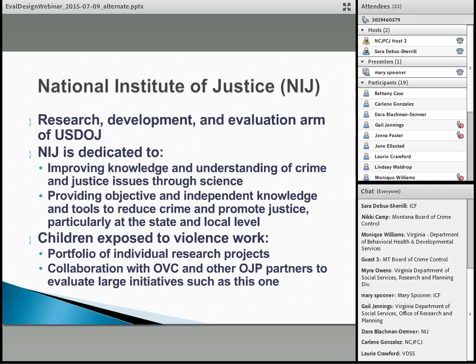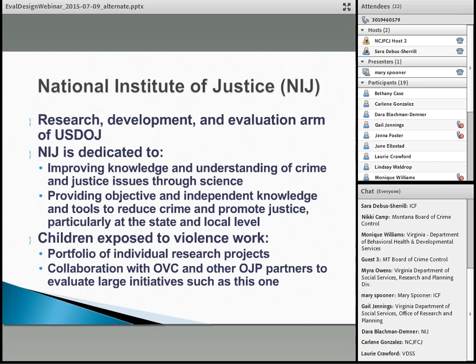Specifically, one of our focus areas we do a lot of work in is children exposed to violence. And we have a portfolio of individual research projects, but more relevant to this work, obviously, as Bethany already alluded to, we many times will collaborate not just with OVC, but also with other partners from the Office of Justice Programs to evaluate large initiatives such as this one.